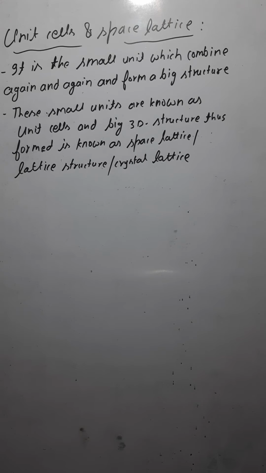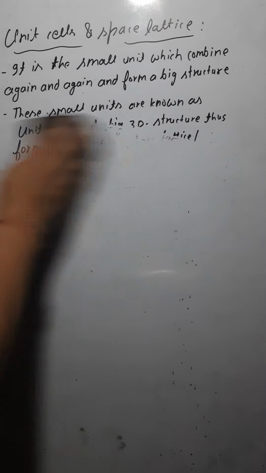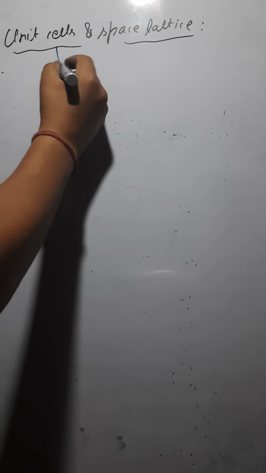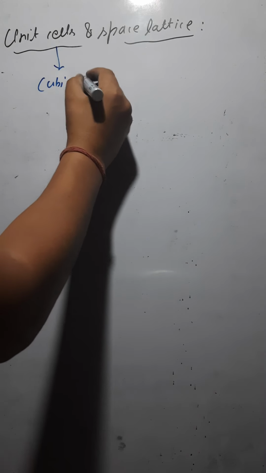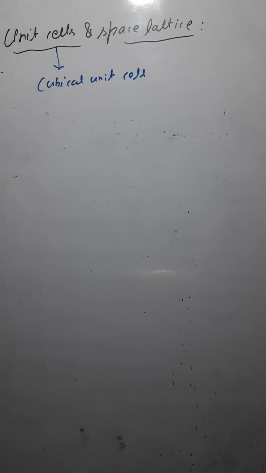Then after, I will be discussing the different shapes of unit cells. But in your syllabus there is only one, that is known as the cubical unit cell. So let's discuss now the cubical unit cell. We have different shapes of the unit cell, but the one mentioned in your syllabus is the cubical unit cell. Which one? Cubical unit cell. This is the only one in your syllabus.